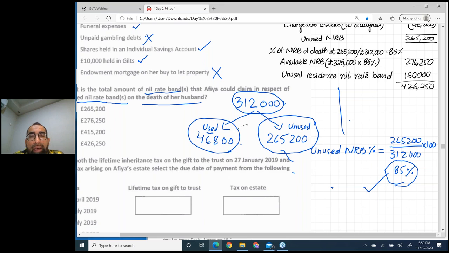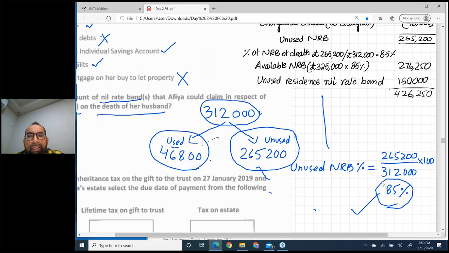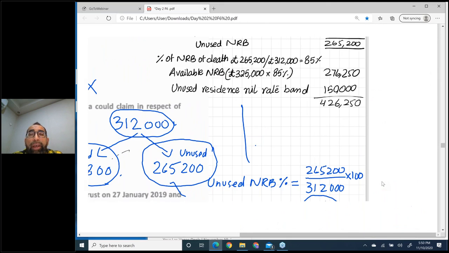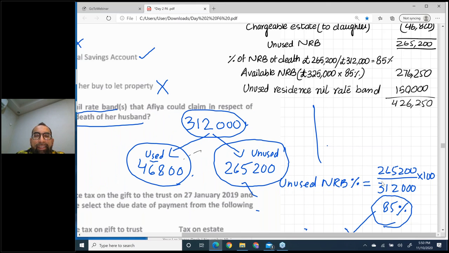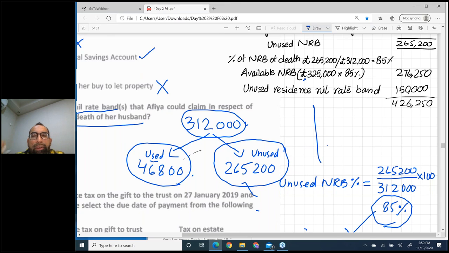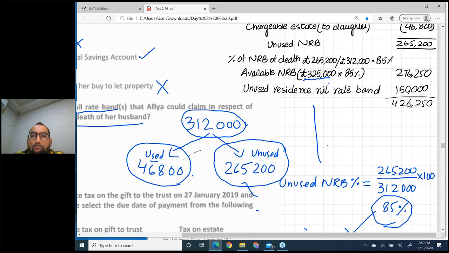Okay. Now you calculated the 85%. This 85% you have to apply on the current data. On the current data right now, the NRB is 325,000. So 325,000 times 85% is 276,250. This is the normal NRB which she received from her husband.